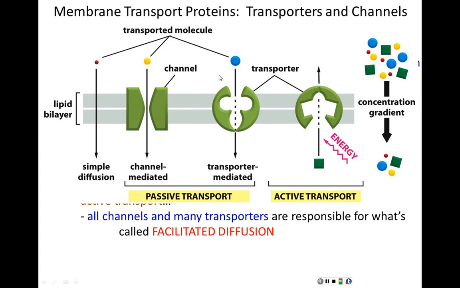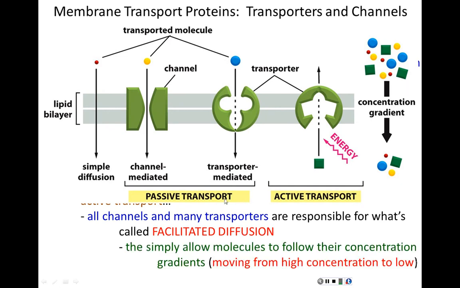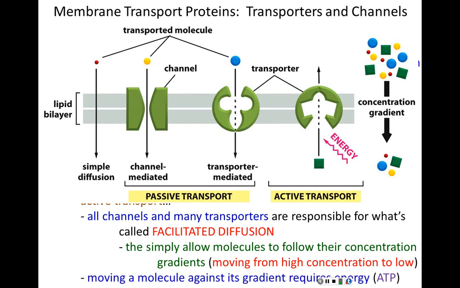Transporters can do this too. Here the molecule is going from a region of high concentration to low. That's still diffusion. But it needs to go through the transporter to do it. So it's facilitated diffusion. So for facilitated diffusion, also referred to as passive transport, molecules are following their concentration gradient. They're going from high to low, but they need a protein to go through in order to cross the bilayer.